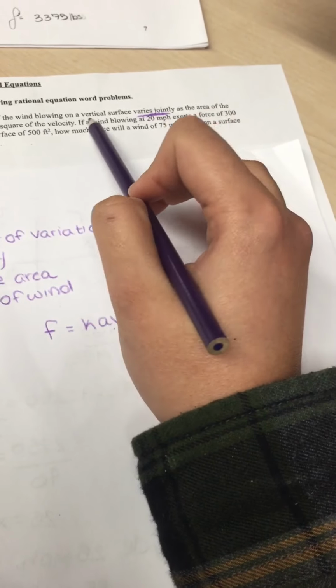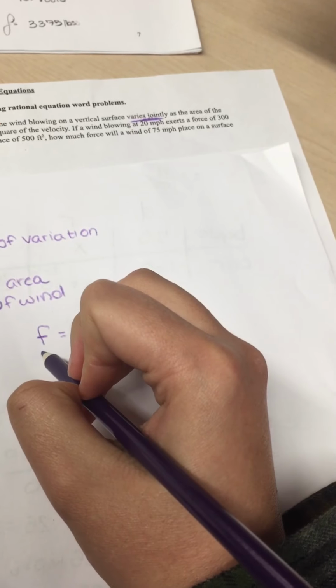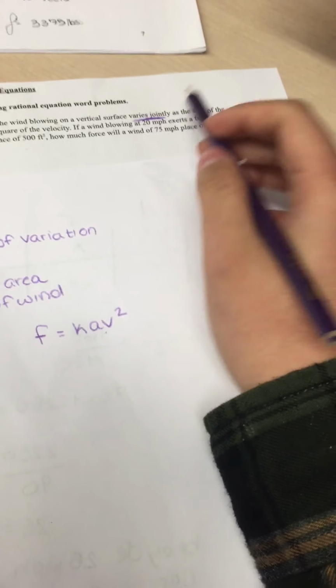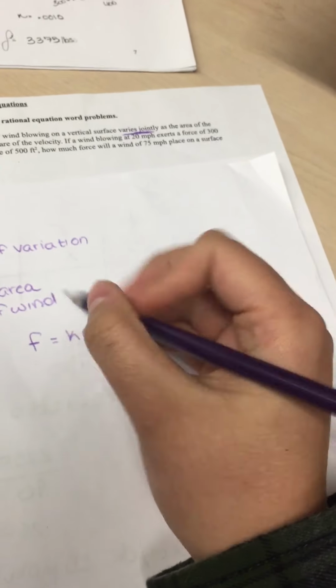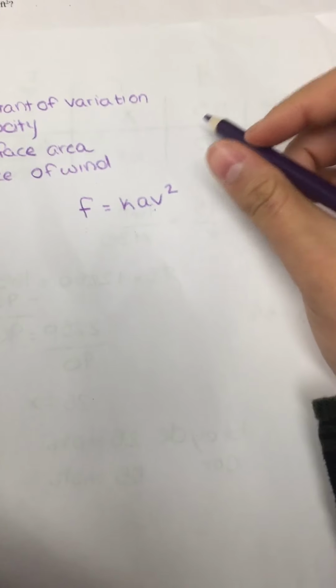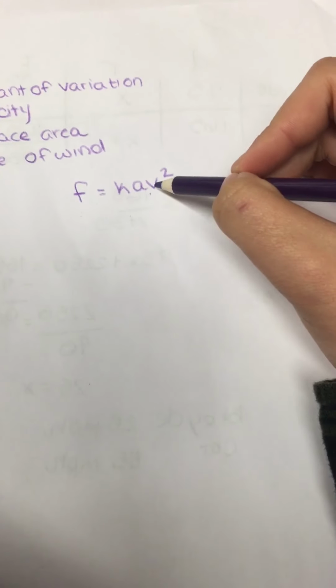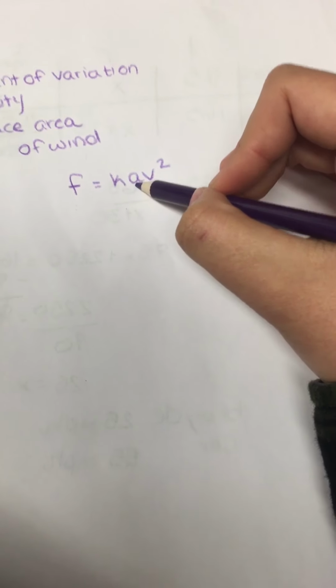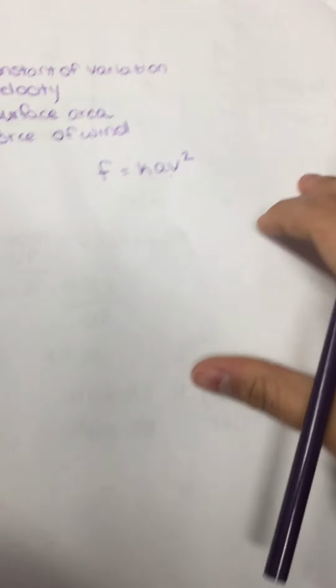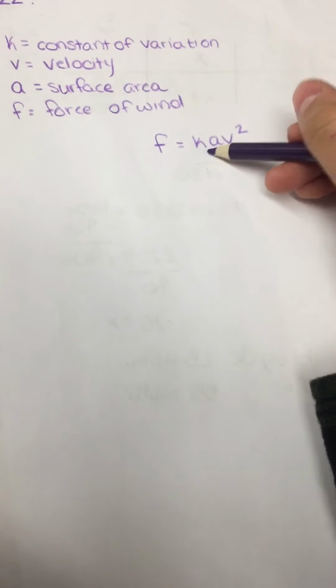Here we're just going to look and see the force of wind is blowing on a vertical surface, meaning the F, and that's what's varying jointly. So the F is going to be the force of wind, and so we're setting it equal to F because we're going to find F. Next we have K, which is going to be our constant of variation, which we should always have in a variation problem. The A is the area of the surface, which is going to be one of our variables we have to solve for. So we have that here.